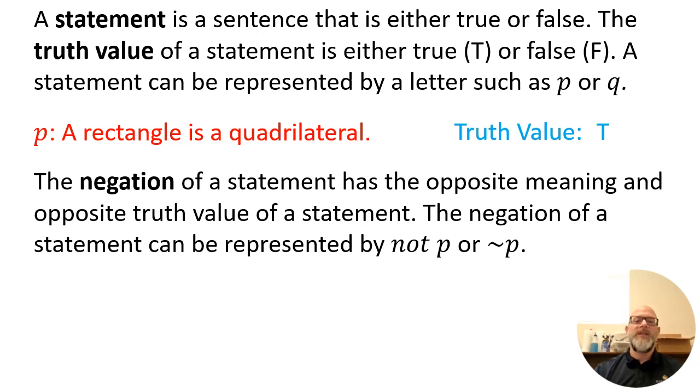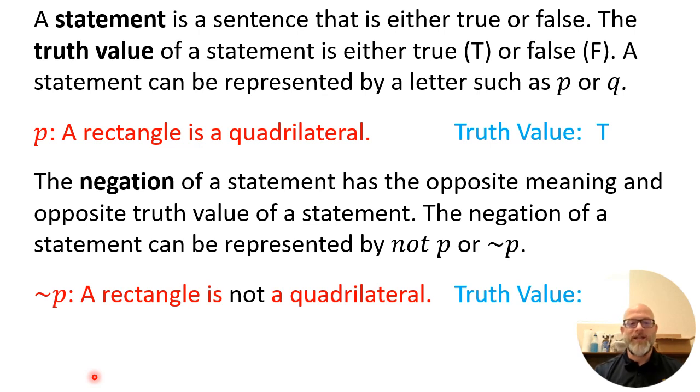The negation of a statement has the opposite meaning and opposite truth value of a statement. The negation of a statement can be represented by "not P" or by the symbol ~P. Tilde P means not P. If P is "a rectangle is a quadrilateral," what do you think not P is? It is "a rectangle is not a quadrilateral." All right, a rectangle is not a quadrilateral, true or false? False. Not P will always have the opposite truth value of P.